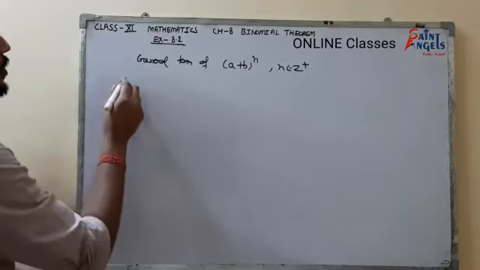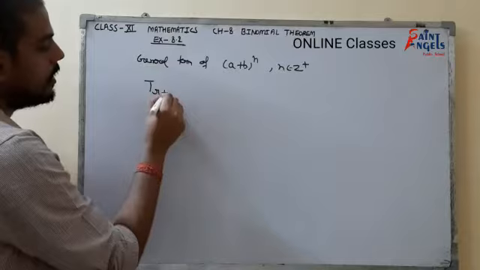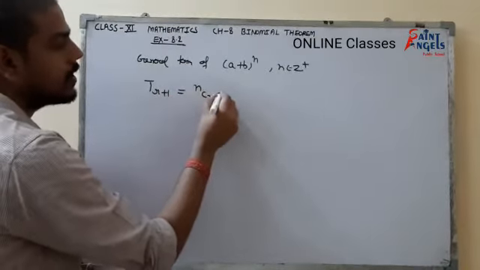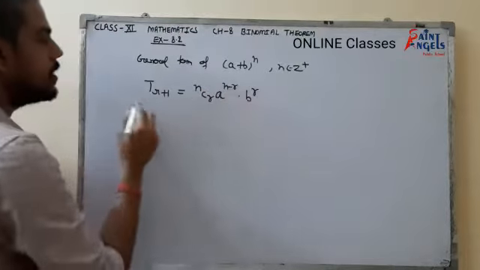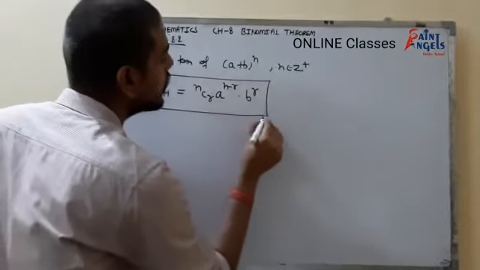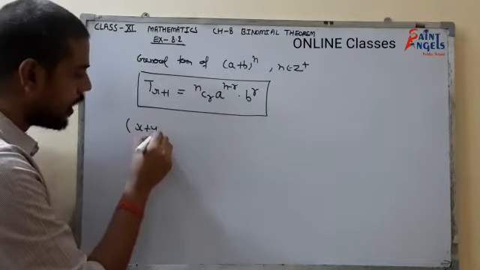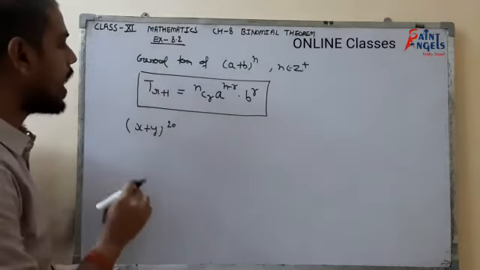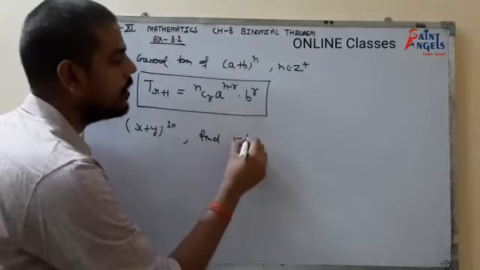So the general term is given by T(r+1) = nCr a^(n-r) b^r. This is the formula for the general term, and we will look at how useful it is for us. Suppose I have been given (x + y)^20. This is any binomial expansion, and I have to find the 17th term.